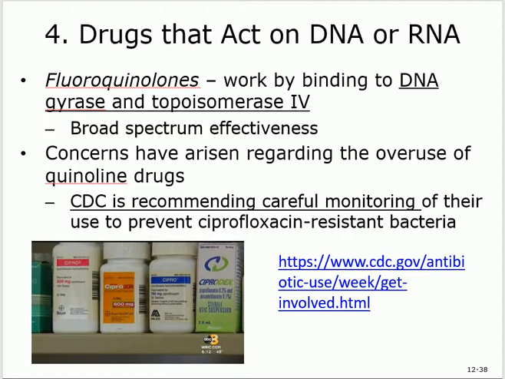Another one, fluoroquinolones. They work against something called DNA gyrase and topoisomerase. This is related to replication. Okay, this is a broad spectrum, and the CDC recommended that we should monitor the fluoroquinolones, specifically ciprofloxacin. Ciprofloxacin is one of the fluoroquinolones, and there is a lot of resistance now to that. So they say you have to be careful about using this. There is a lot of resistance coming, the same as they said for penicillin. You have to be careful with penicillin.